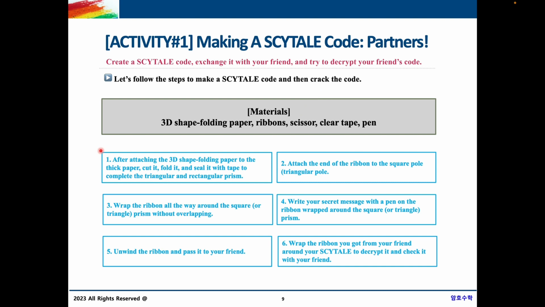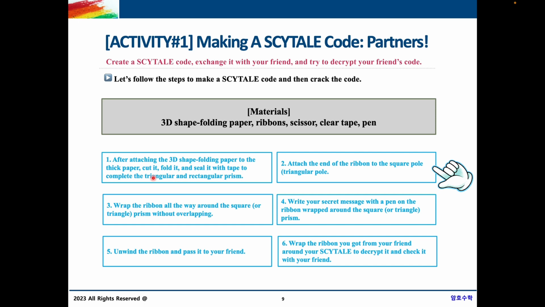First step, after attaching the 3D shape folding paper to the thick paper, cut it, then fold it, and then seal it with tape to complete the triangular and rectangular prism. The reason why we need to attach the 3D shape folding paper to the thick paper is because if we just use A4 paper, then the shape wouldn't be solid enough to hold. That's why we need to attach it to the thick paper to ensure that the ski tail doesn't collapse.